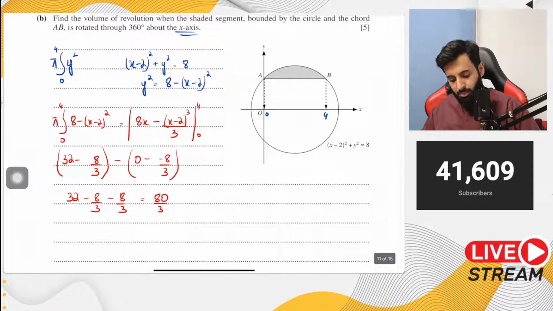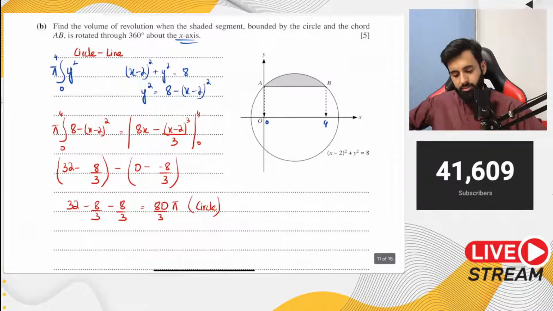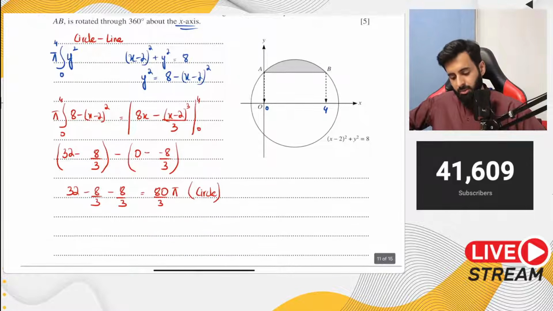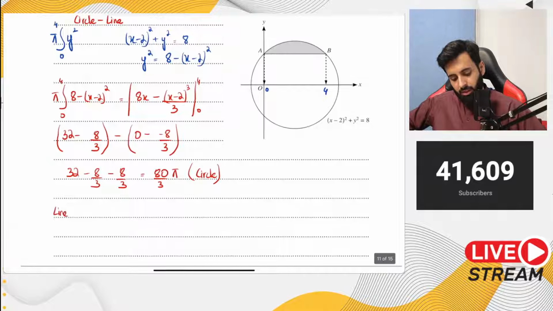Now 80 upon 3 pi is basically the volume that will be obtained when this part of the circle, this arc you can say, is rotated 360 degrees. Now theoretically, what we need to do is circle minus the line. Like I said earlier, and someone pointed out, you can integrate the line as well, but I prefer going with the cylinder method. So the line here is equal to the cylinder, such that what will its dimensions be?